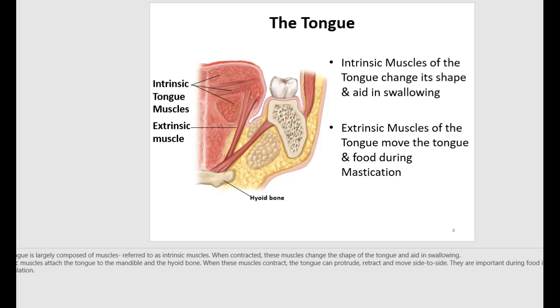There are also extrinsic muscles that attach the tongue to bones, to the mandible and to the hyoid bone. When these muscles contract, the tongue can protrude, retract, and move side to side. These muscles are important during ingesting food, like licking an ice cream cone, and during manipulation of food.